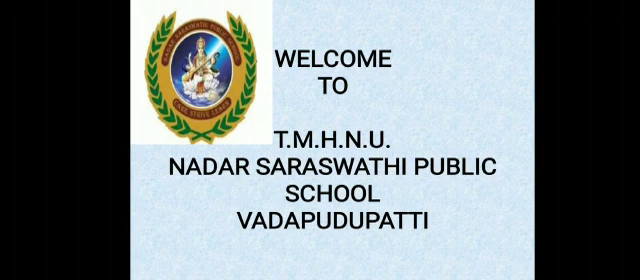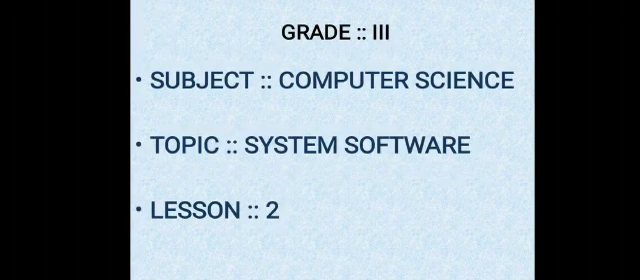Okay children? Yes. So you are in grade 3rd standard and the subject is computer science, topic system software. The lesson number is lesson number 2. Okay, already we have finished our lesson number 1. What we have studied in lesson number 1? Yes, very good. Communication and software. Okay, in lesson number 2 we are going to study about the system software.